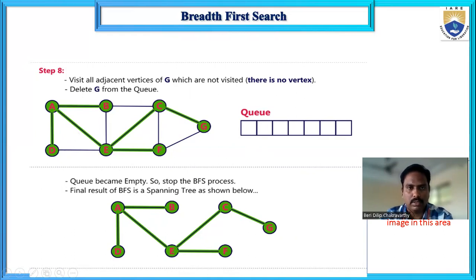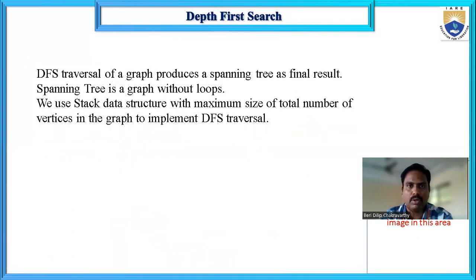So this is about breadth first search, where we are considering Q as our data structure. Now let's see depth first search. Here we are going to consider the data structure stack, and we'll be implementing depth first. DFS traversal of a graph produces a spanning tree as a final result. Here also we are going to produce a spanning tree.